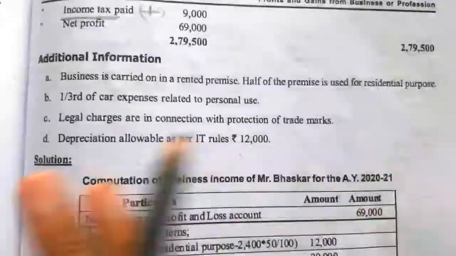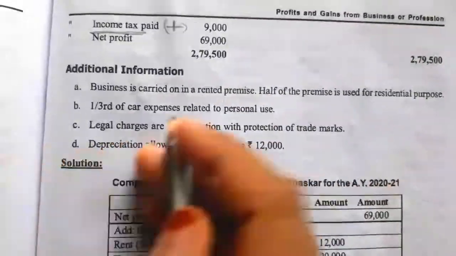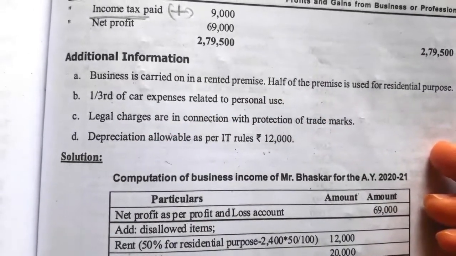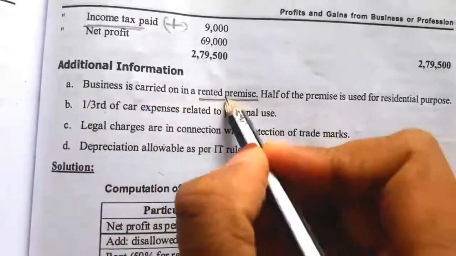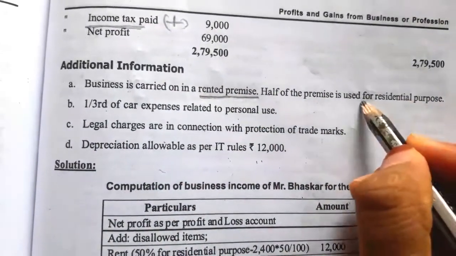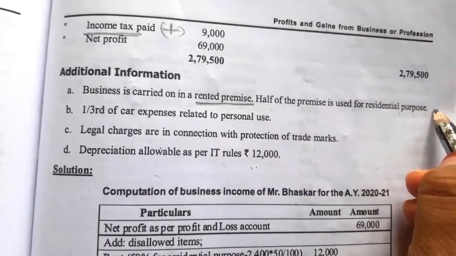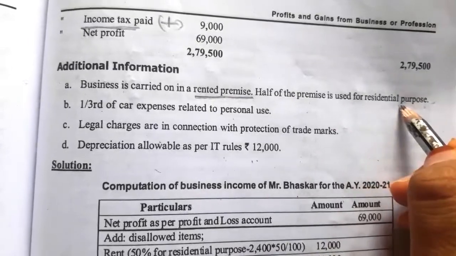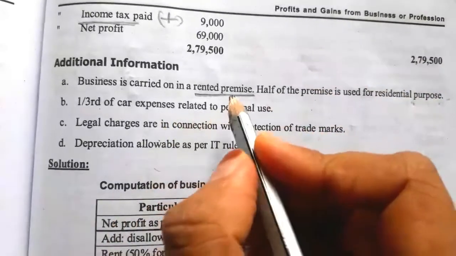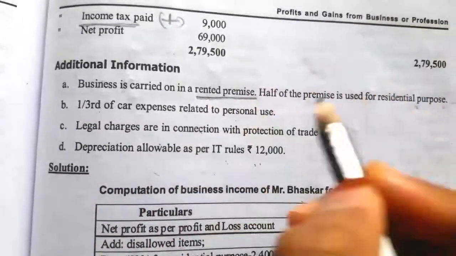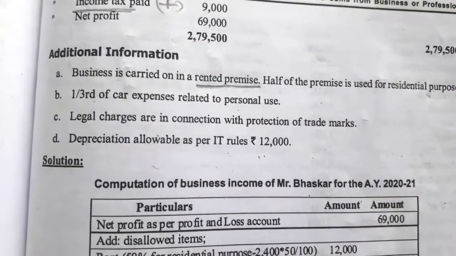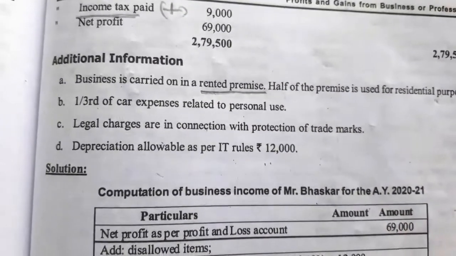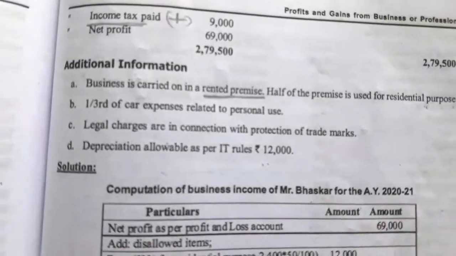Next, see the additional information. Under that, the first one: business is carried on in a rented premise, and half of the premise is used for residential purpose. So the entire business is carried on in a rented premise. When the business is carried on in rented premises, the rent paid will be an allowed business expense.